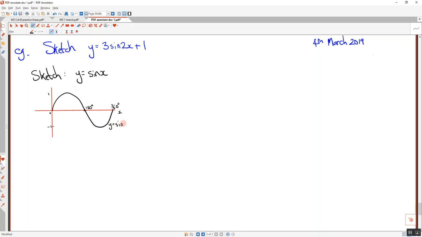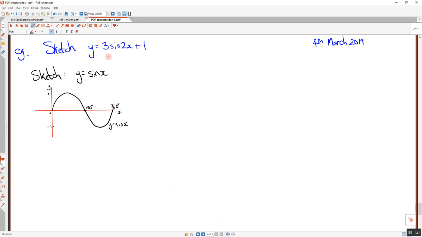So I've started you off, I've drawn y is equal to sine x. You put in your important points: 180, 360, 0. It goes as high as 1. It goes as low as -1. I put all those points in, okay? It's a sketch. You just want the general shape, but you put all those points in to show where it cuts the x-axis.